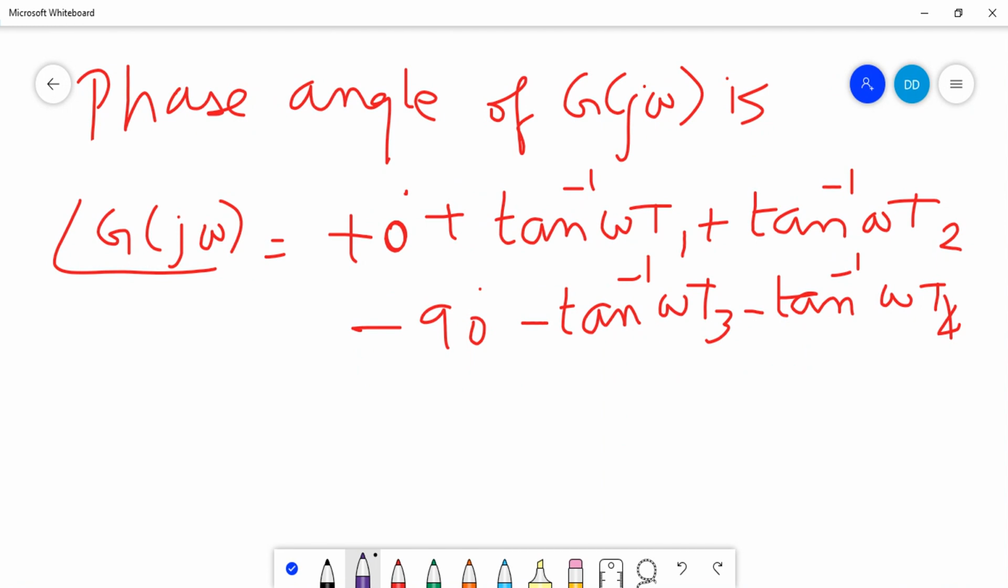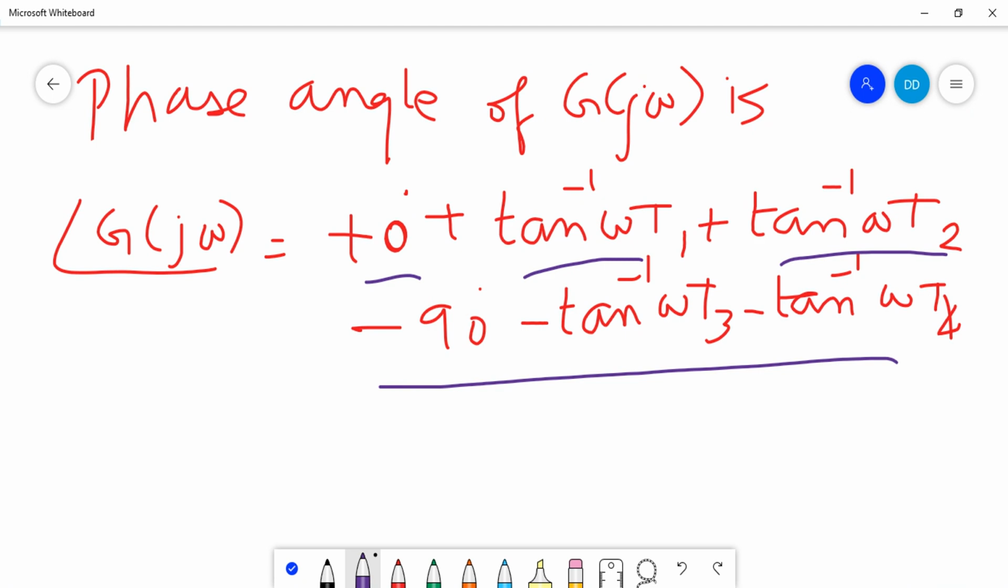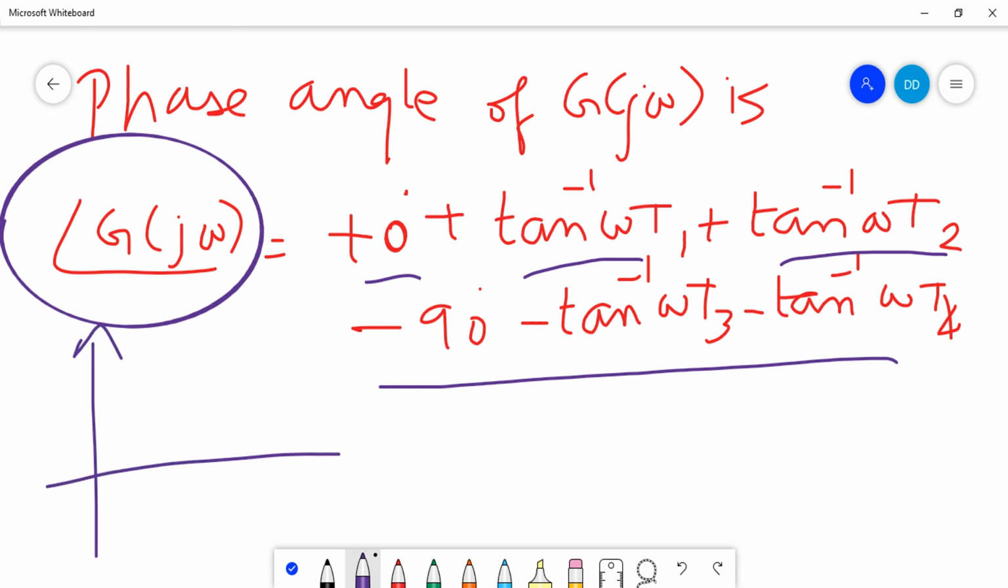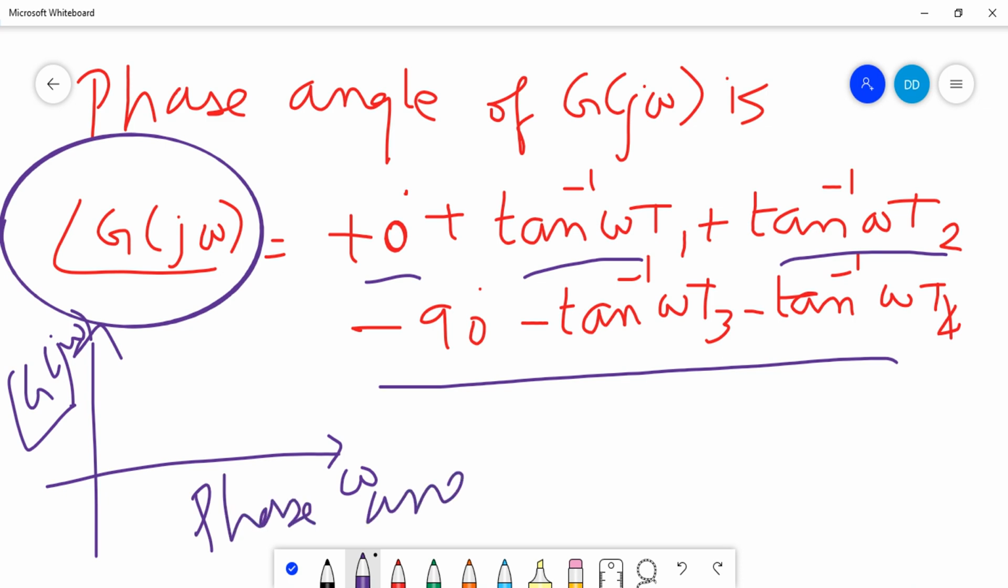So angle of k is 0 degree, then tan inverse of omega t1, tan inverse of omega t2, all the denominator terms taken up becomes negative. So plus 90 degree becomes minus. Similarly, minus tan inverse omega t3, minus tan inverse omega t4. So this particular phase angle is plotted in the linear scale and the frequency is taken along the horizontal scale. This is angle of g of j omega. This gives us the phase angle plot.